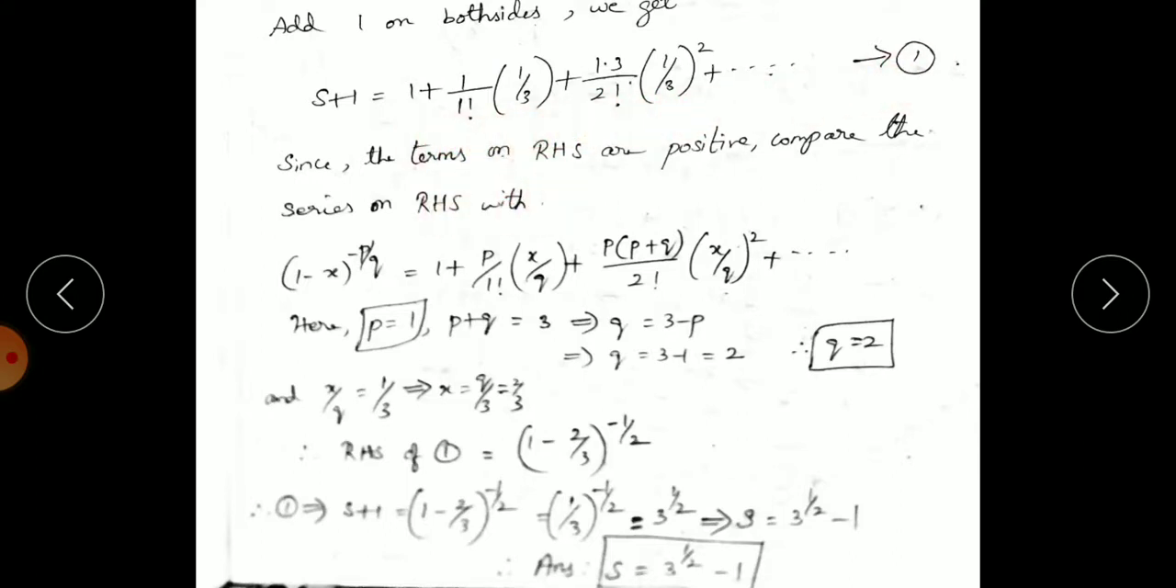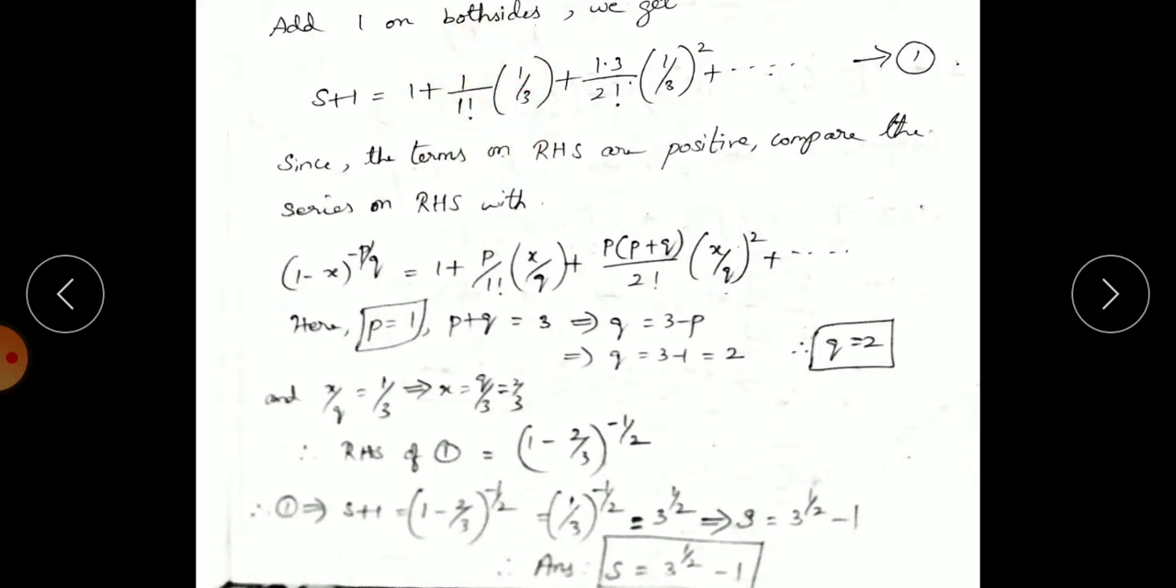See, since the RHS terms are all positive, if all the terms are positive, we have to go with the 1 minus x. We have seen this in the summation of series formula 1 minus x. So what is that formula? 1 plus p by 1 factorial x by q and so on. Now here we can see that p equals 1 because here they have given us 1.